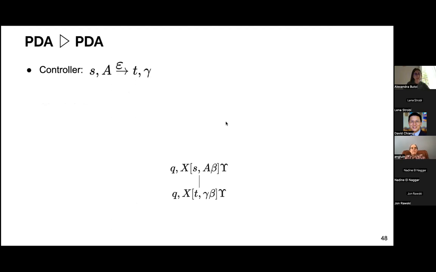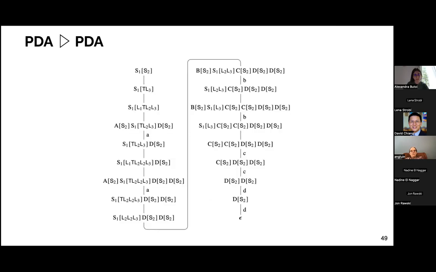And the final case is when applying only a rule of the controller. So you pop A and you push a sequence of stack symbols, gamma. So X only gets augmented with a new configuration of the controller, which is T, gamma, beta. And this is a full derivation in a PDA controlled by a PDA for the string A, B, B, C, C, D, D.